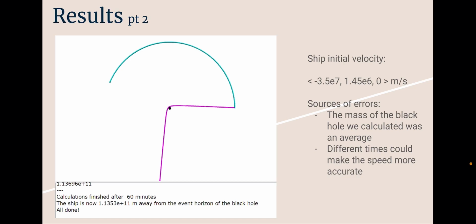A few possible sources of error, however, could have been that the mass of the black hole that we got from the first part of the lab was an average value based on all the data points it gave us, instead of an exact value, and how different times can make the speed more accurate.